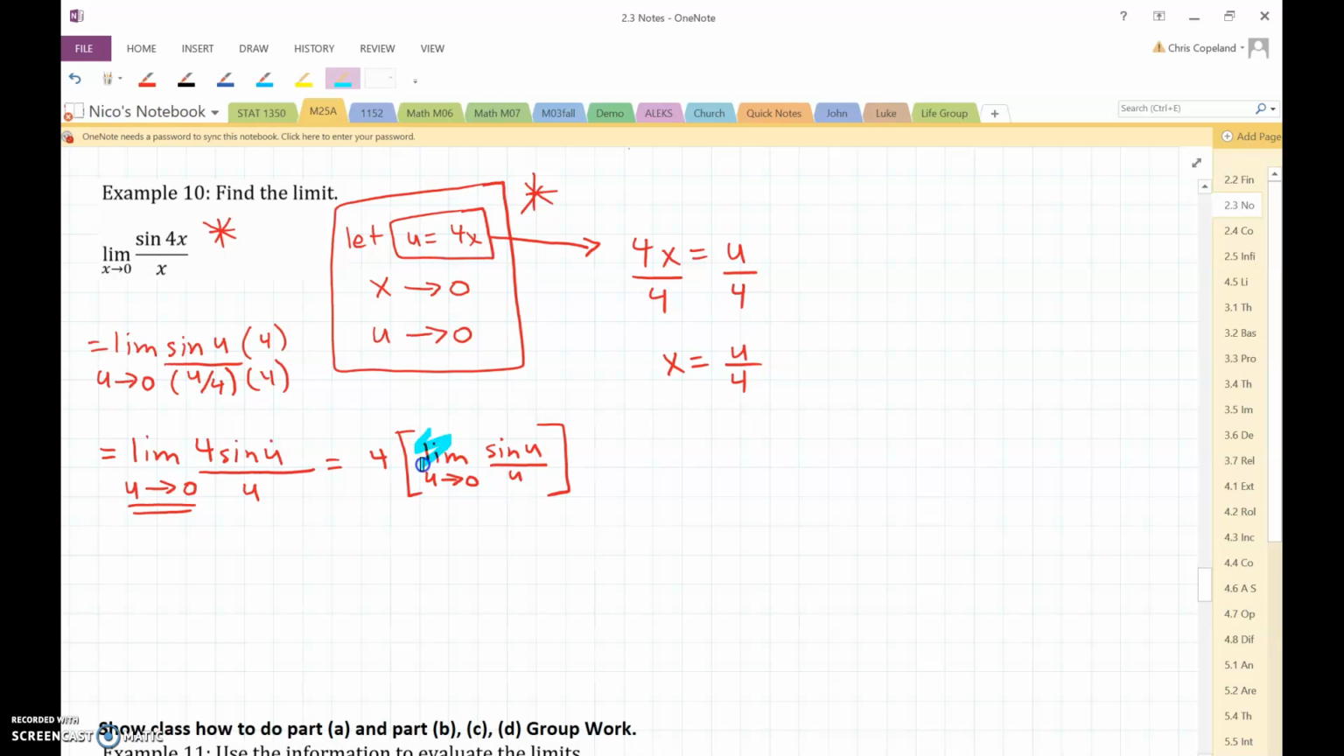This should be a familiar limit. We know that that is equal to 1, and 4 times 1 is 4.